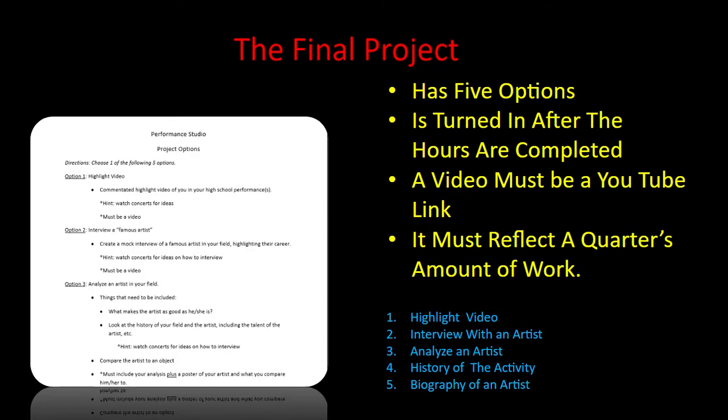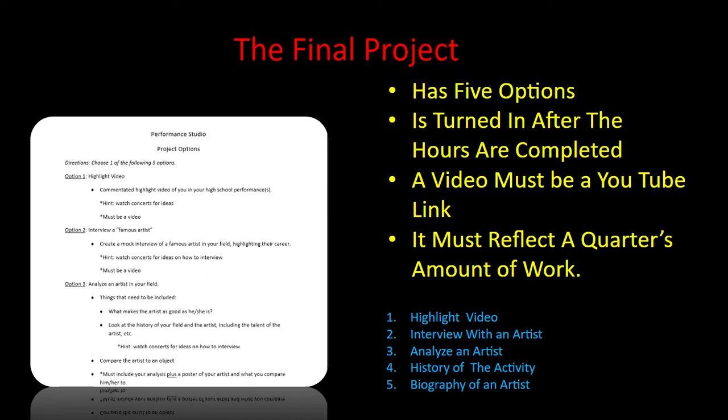Final project. The final project is something you look at the beginning of the course, but it's not something you do in the beginning, it's something you do in the end of the course. It has 5 options. You can look through these options and do whichever one you want. It's turned in after the hours are completed, so you cannot do the project before your 45 hours are up.